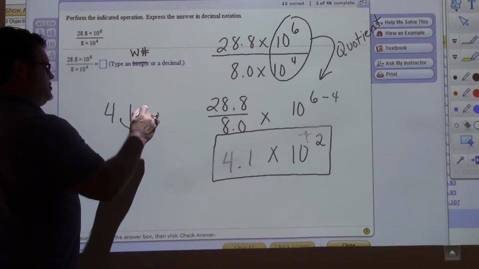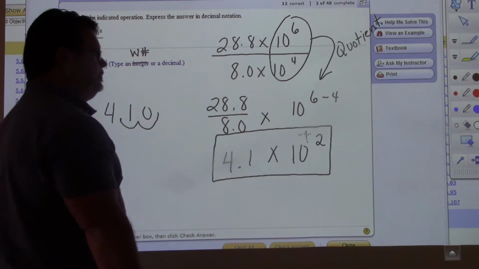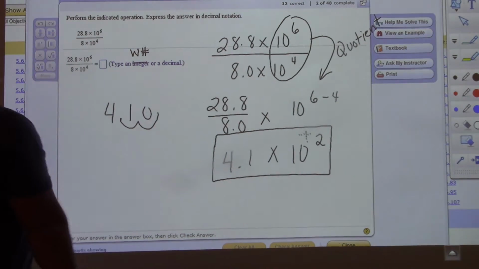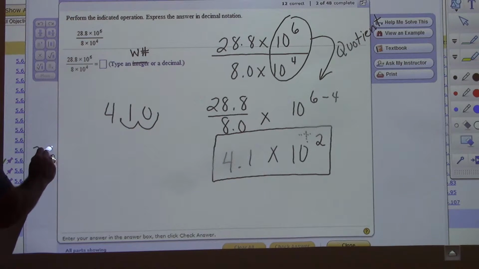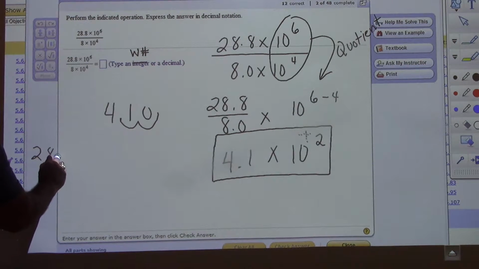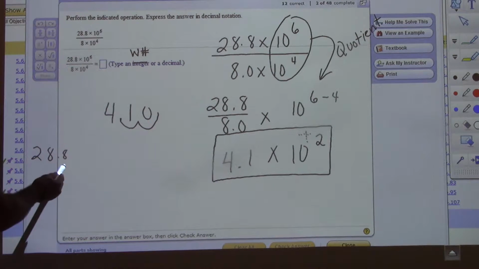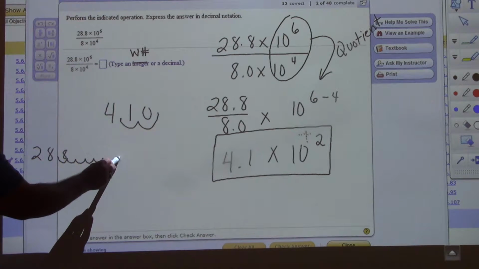Uno, dos, 410. And what did we just do? We took 28.8, that's basically 28,800,000. 1, 2, 3, 4, 5, 6.